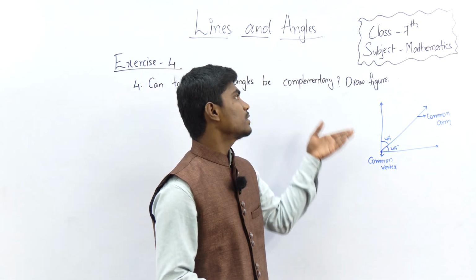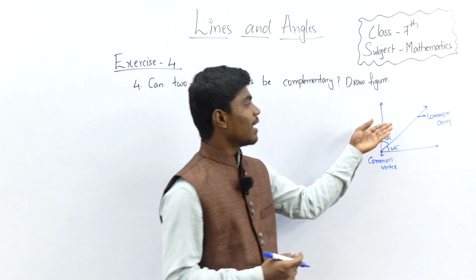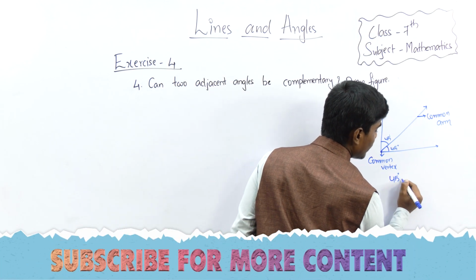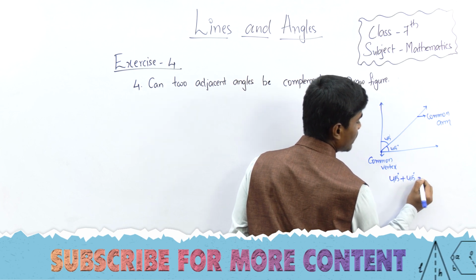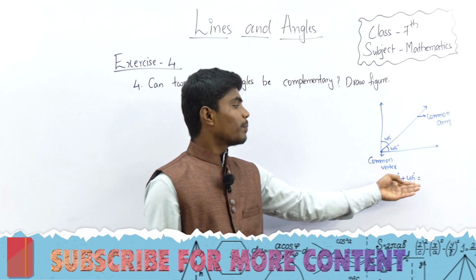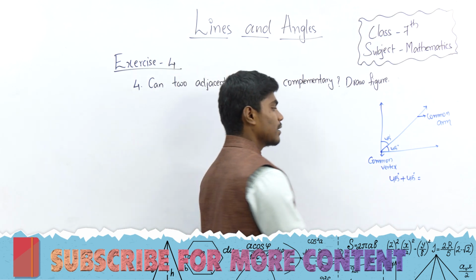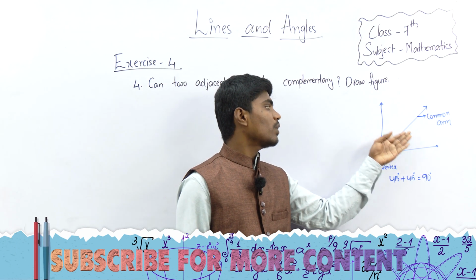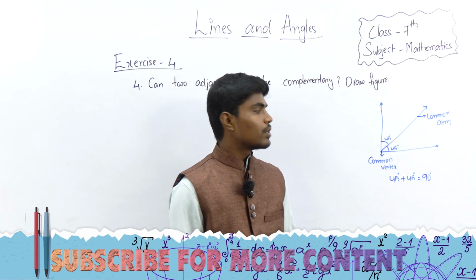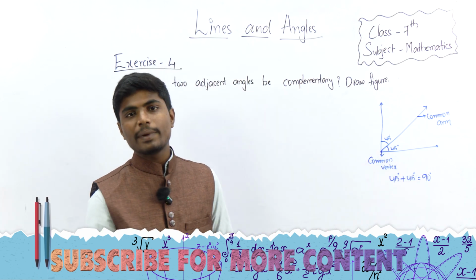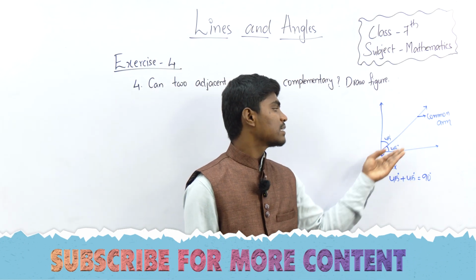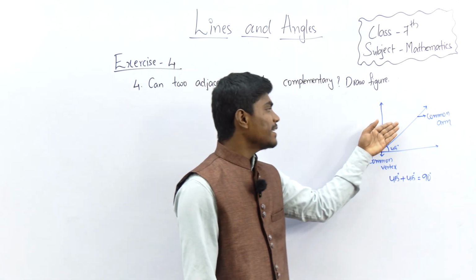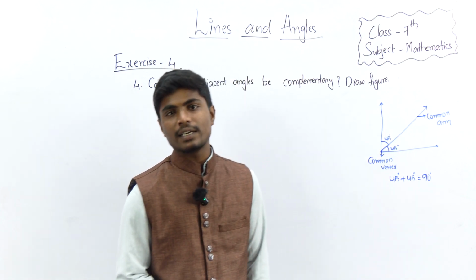Here we have to check for complementary. Let's add these two angles. 45 degrees plus 45 degrees. 45 plus 45 is 90. The sum of two angles is 90 degrees, so these are complementary. Here these two angles have a common vertex and a common arm, so these two angles are adjacent angles.